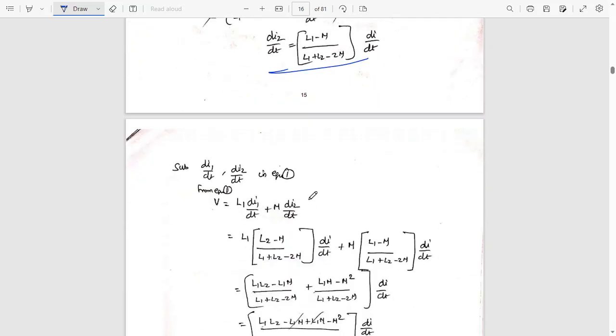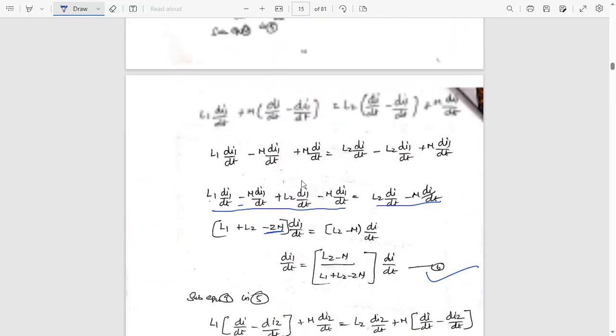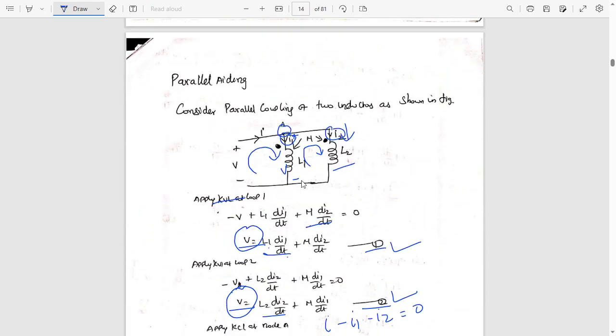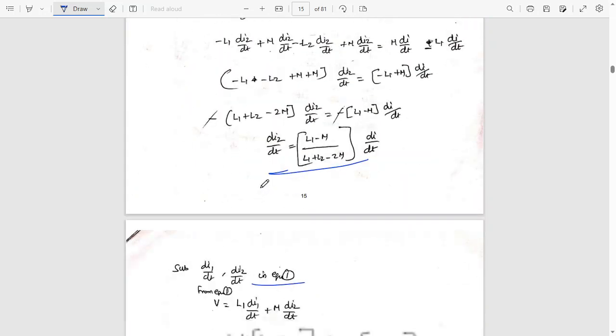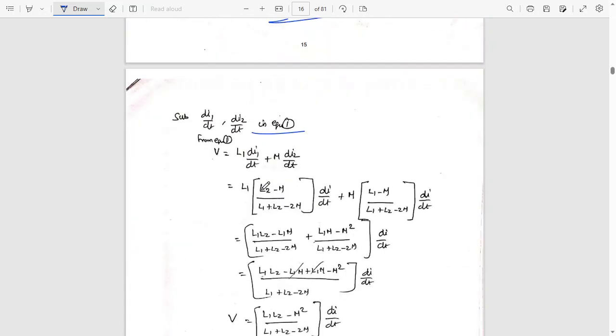Next I am going to substitute these in equation number 1. What is equation number 1? We applied KVL to loop 1, so V equal to L1 di1 by dt plus M di2 by dt. This is my equation number 1. I am considering this and substituting these two values, di1 by dt and di2 by dt.